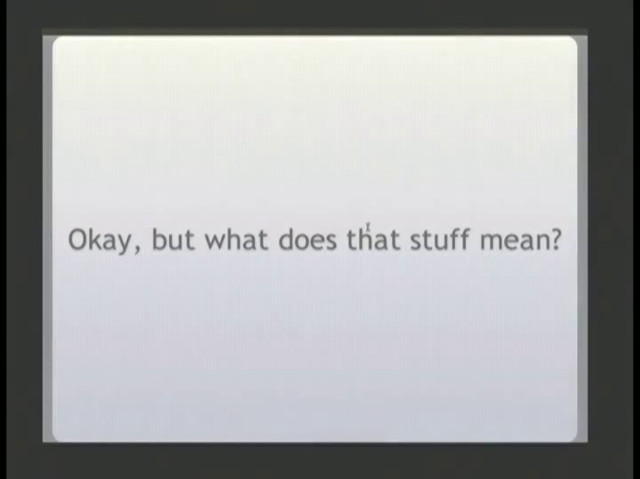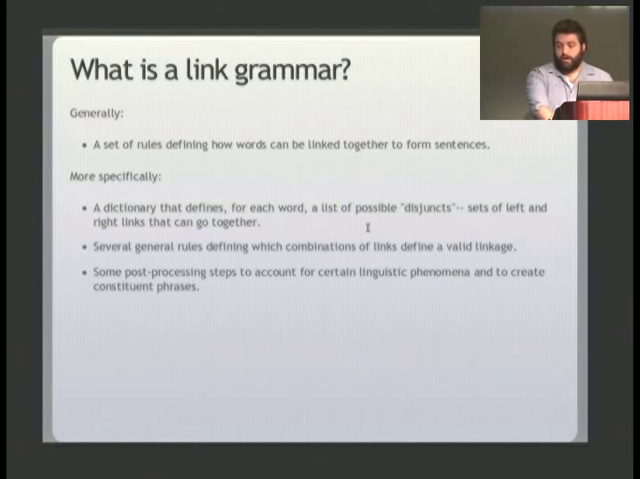All right, what does any of that mean, though? There's these links and the words. What is happening? So let's dive into theory land and understand a little bit about what that diagram meant. So what is a link grammar? If you had to have a one sentence description, it would be this top one: a set of rules defining how words can be linked together to form sentences. But that's pretty generic. So more specifically, there's three big elements, basically.